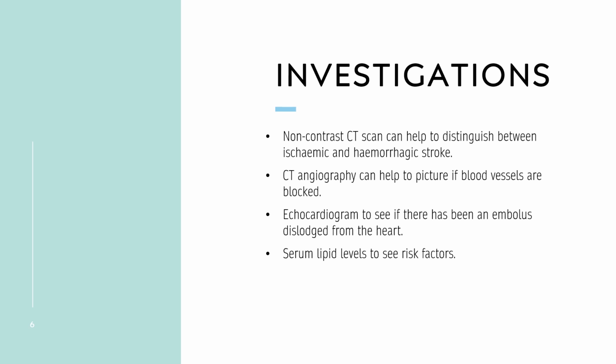Okay, so we've talked about what a stroke is and what kind of symptoms patients may have. How would you investigate? What kind of investigations would you order to confirm or diagnose a stroke? So one of the most important forms of imaging is what's called a non-contrast CT scan of the brain. And what this will do is help to distinguish between an ischemic stroke and a hemorrhagic stroke.